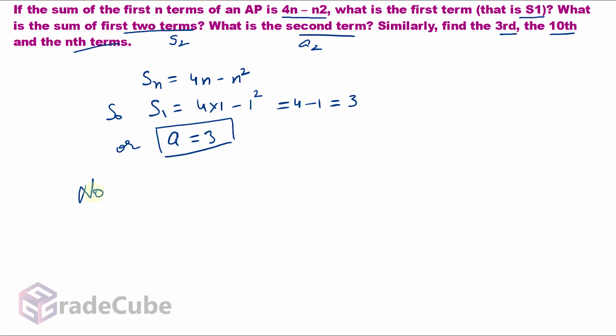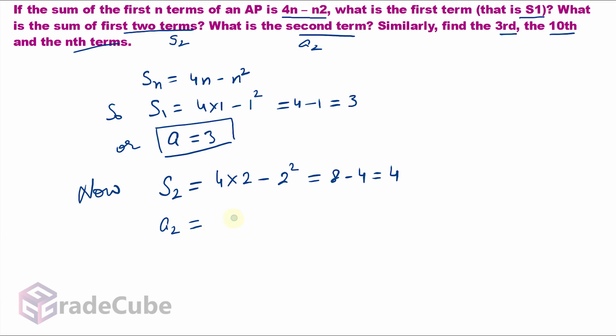Now S2, sum of two terms. Put the value of n equal to 2. It becomes 4 multiplied by 2 minus 2 square. It is 8 minus 2 square, which is 4, which is 4. So sum of two terms is 4. First term is 3. That means second term should be the difference of S2 and S1.